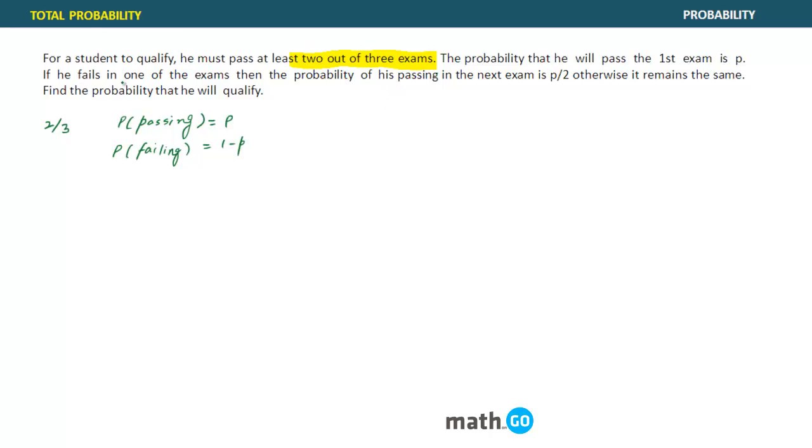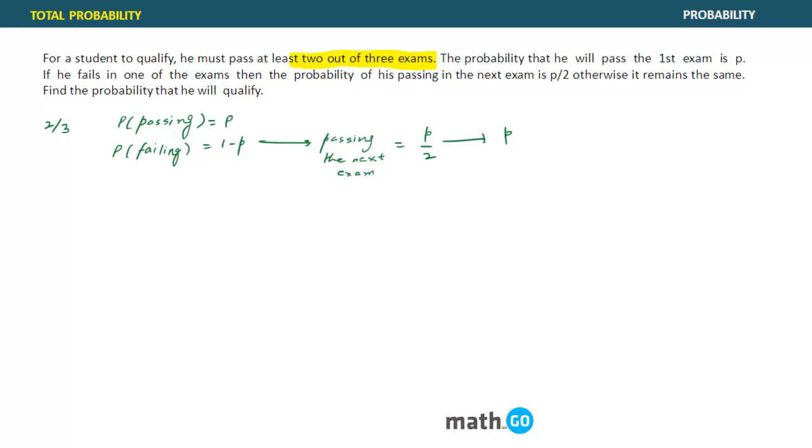If he fails in one of the exams, then the probability of his passing the next exam is P by 2. Remember, we did a similar question where we were talking about the motivational factor. So if you fail, then passing the next exam is not of the same probability P. It reduces to P by 2, right? Let's say due to some motivational factor you are demotivated, and then after you pass, the probability will come back to P. This is the flow of the question. So it asks in how many ways, and what is the probability that you will qualify.